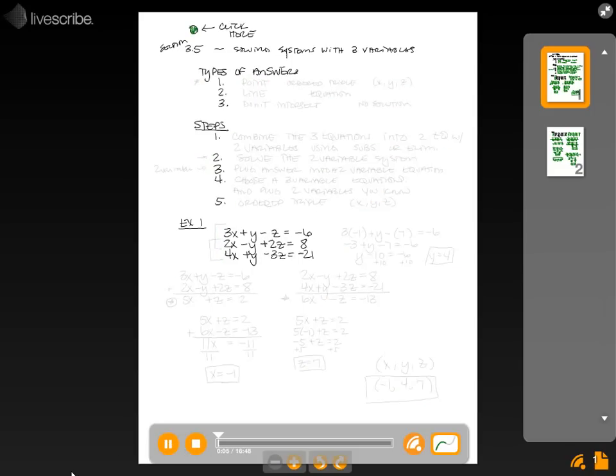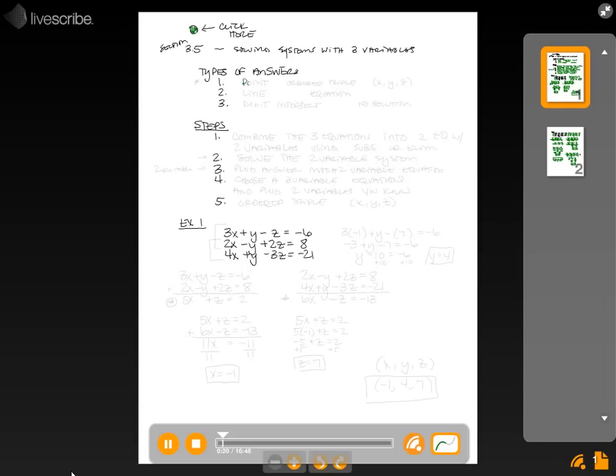Alright, this is our video for section 3.5, and it's on solving systems of equations with three variables. The first thing we're going to do is talk about the types of answers we could have. If an equation has three variables, then it's going to be graphed on a plane. We're graphing it in three dimensions. We've got an x, a y, and a z, and we've already learned how to do that. You've watched your video on that. So we're going to go ahead and talk about the types of answers here.